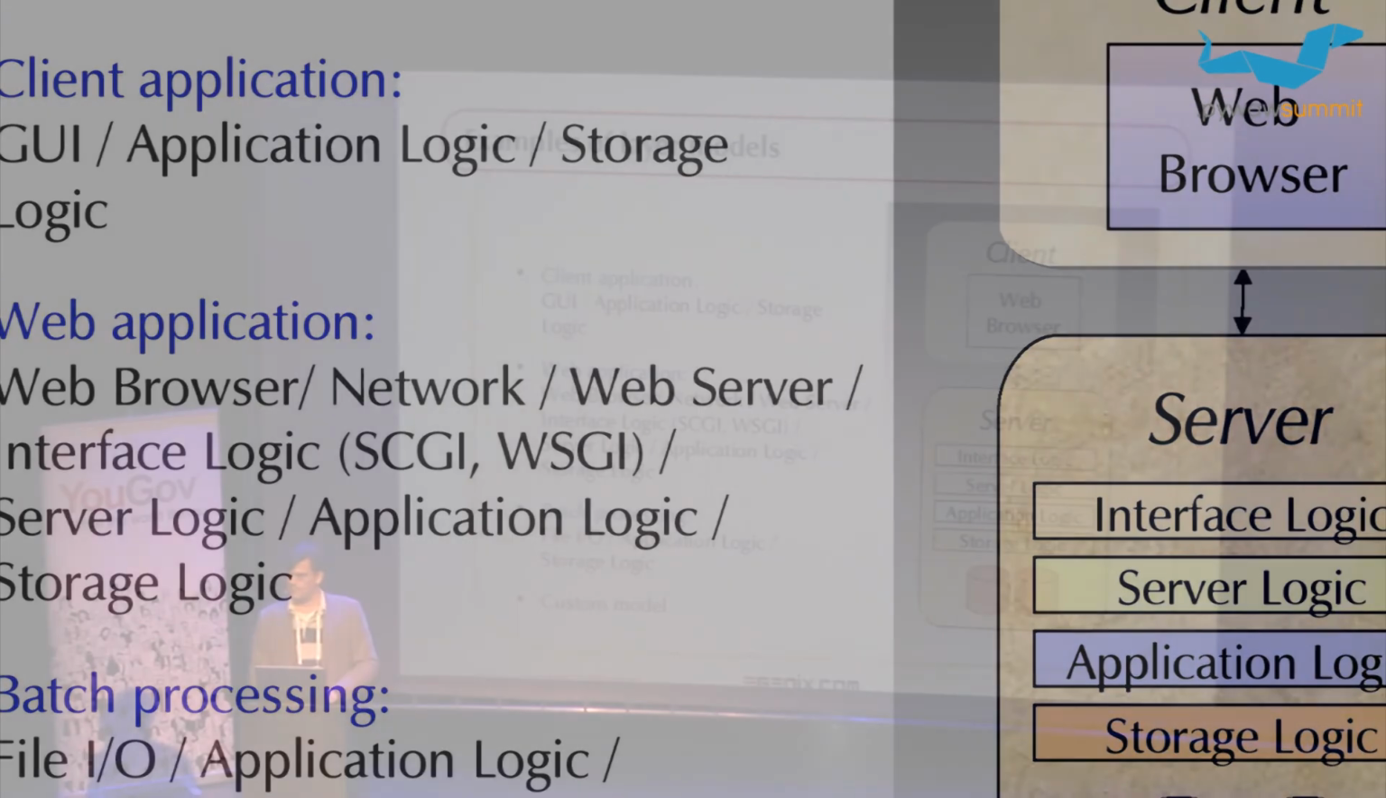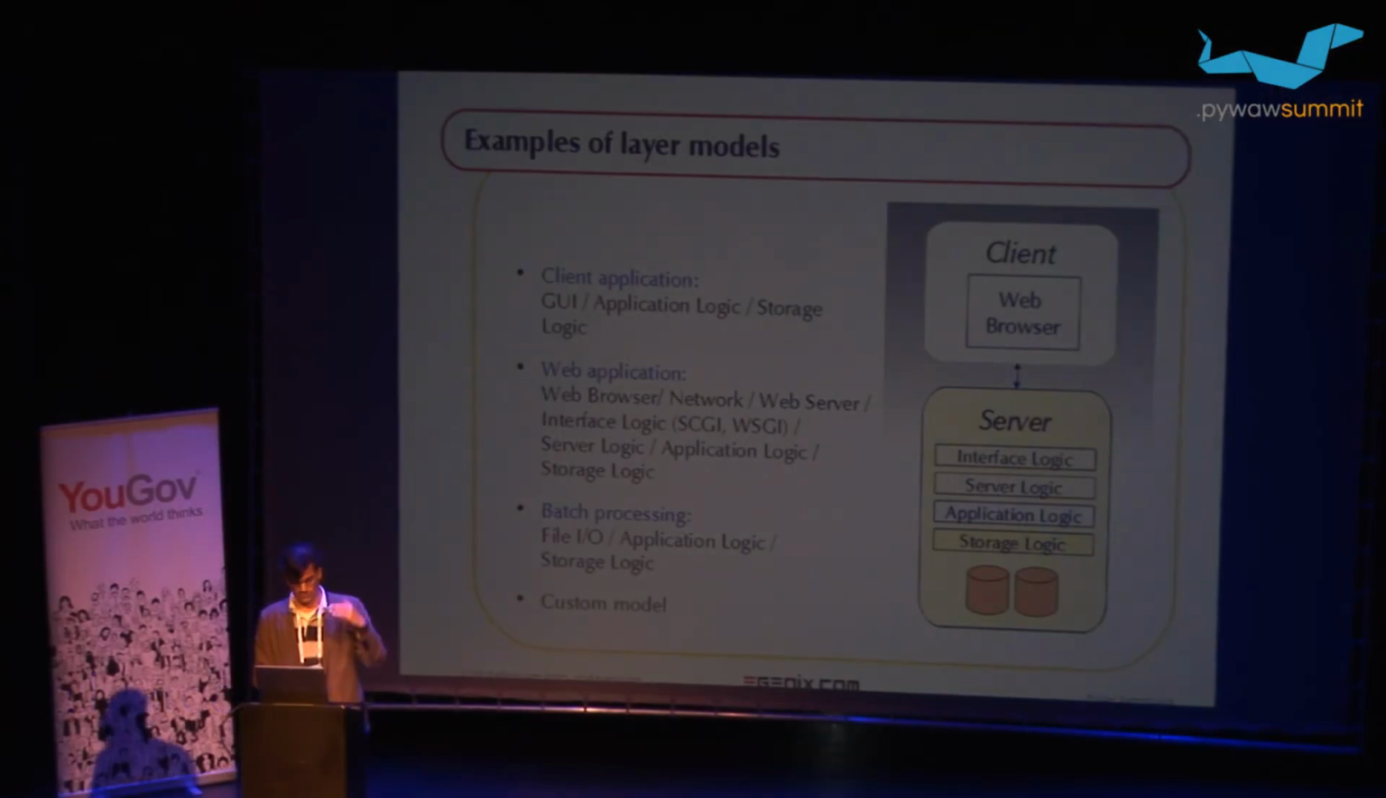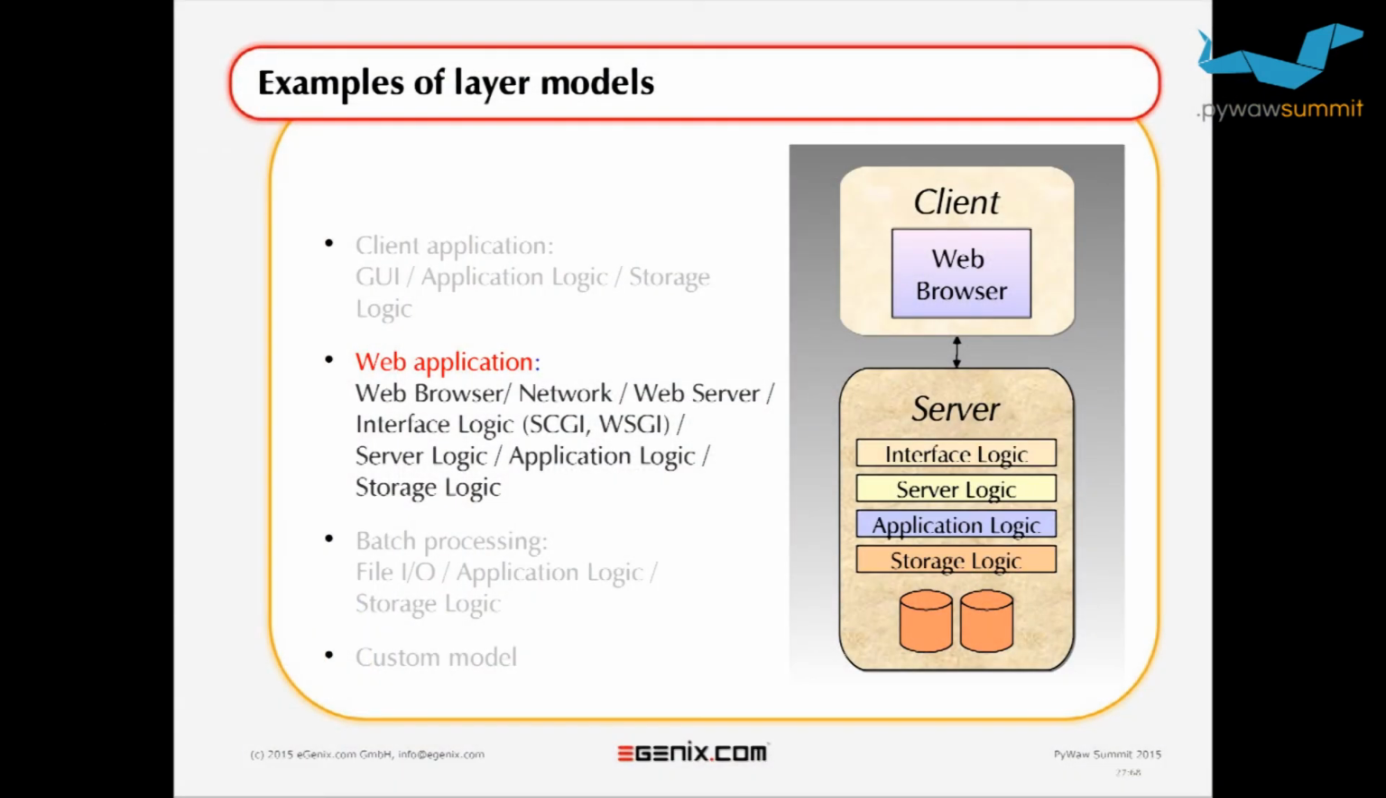And typical examples of these layer models, well, one is the client application, just a standalone application. So you have a GUI, you have your application logic and the storage. Web applications, you all know. Batch processing is similar. You have a queue, you get your data, you process it, you put it somewhere else. Or again, you have a custom model that suits your needs better. So there are various ways of doing this.